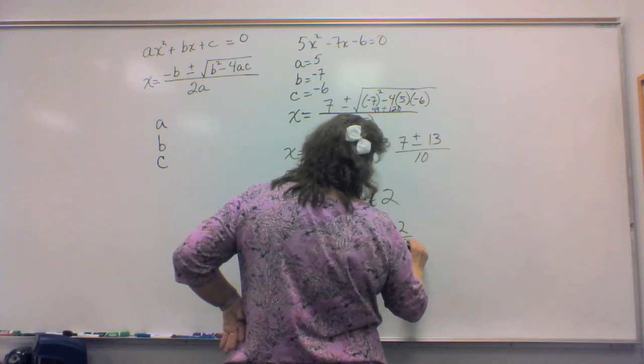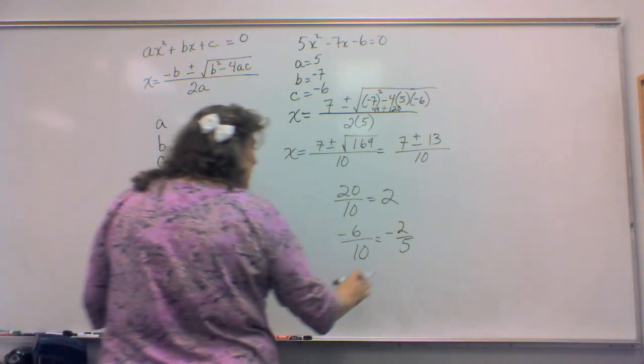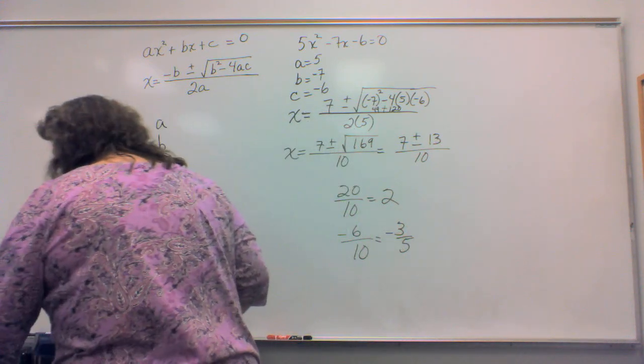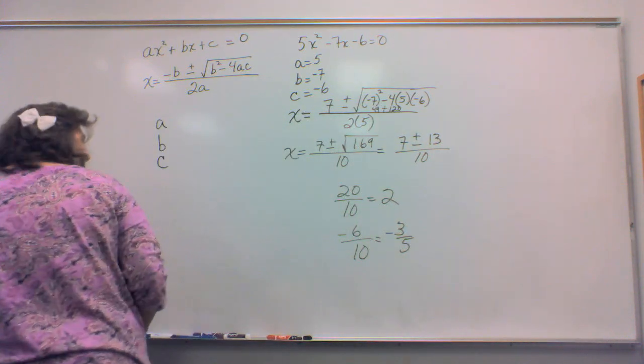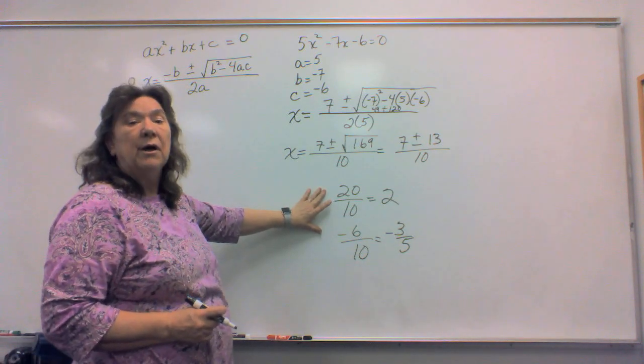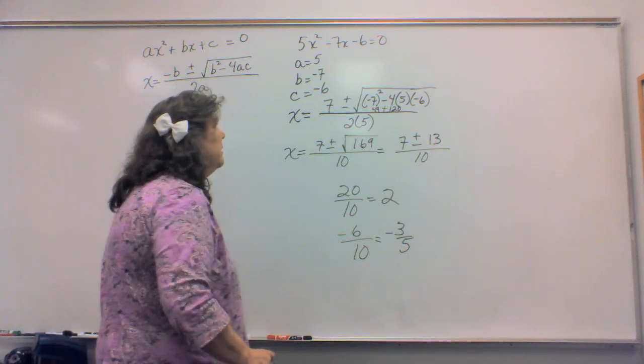No, yeah, negative 2 fifths. No, negative 3 fifths. Divide by 2, negative 3 fifths. So as you can see, this one we probably could have factored, but it wasn't too bad to put it in the quadratic formula. Okay?